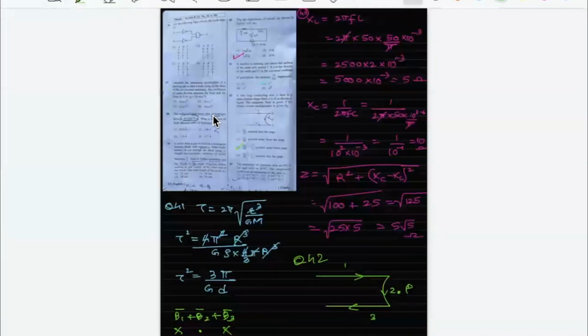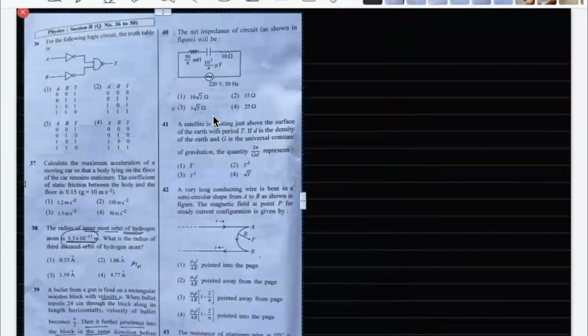Okay, so let's go to the next page. Fine, so the last one here. Keep it like this. Okay, so question number 43.